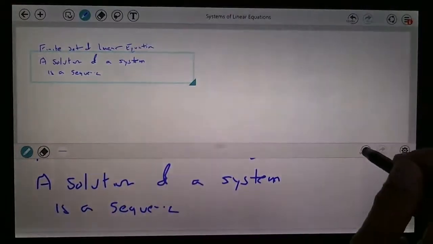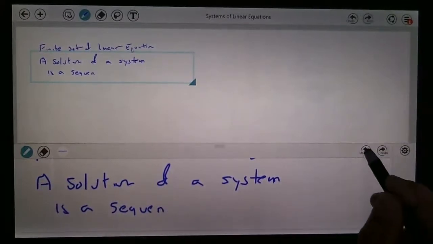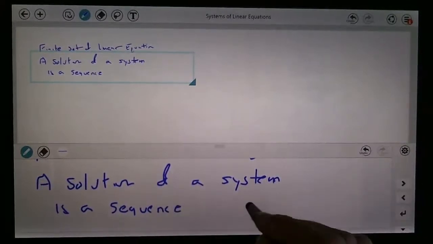Boy, can you read that? A sequence. I'm going to have to get a better pen here. I believe it's coming in the mail.